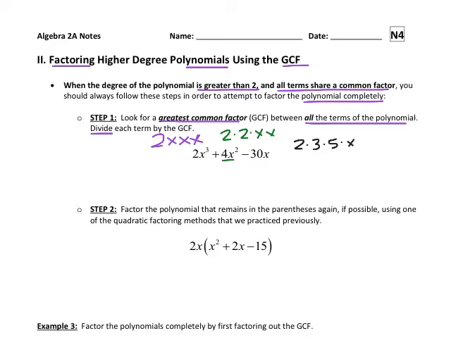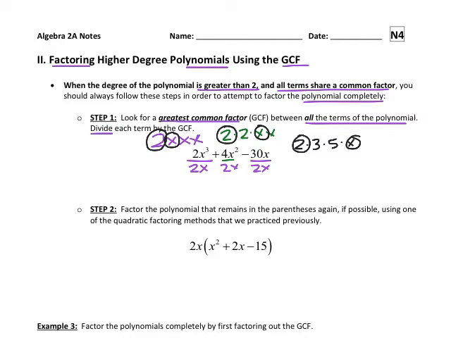So what is common between all of these terms? Well, it looks like I have a 2 and an x, and I have a 2 and an x, and I have another 2, and I have another x. So that means that is what the greatest common factor is. So I'm going to divide this by 2x, this by 2x, and this by 2x.